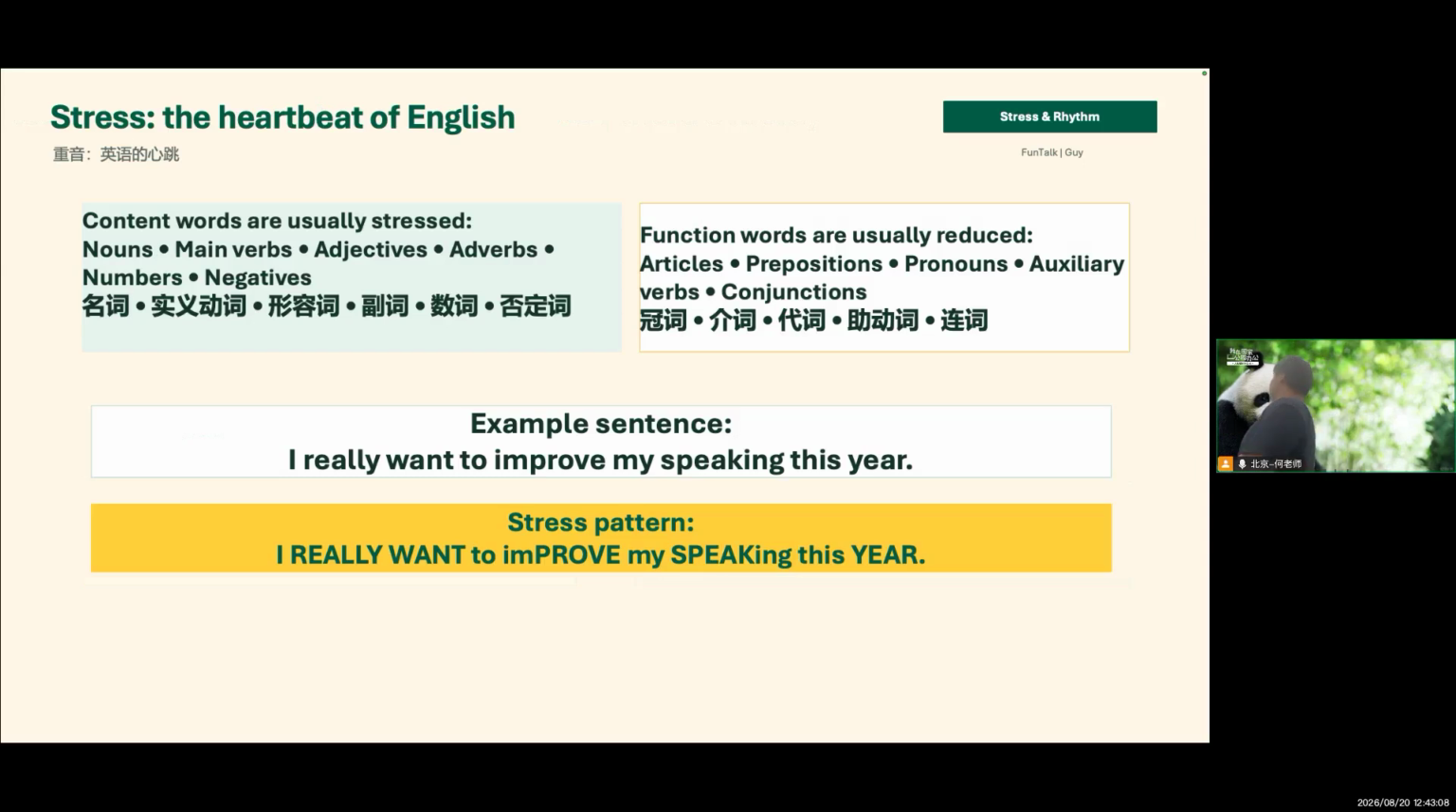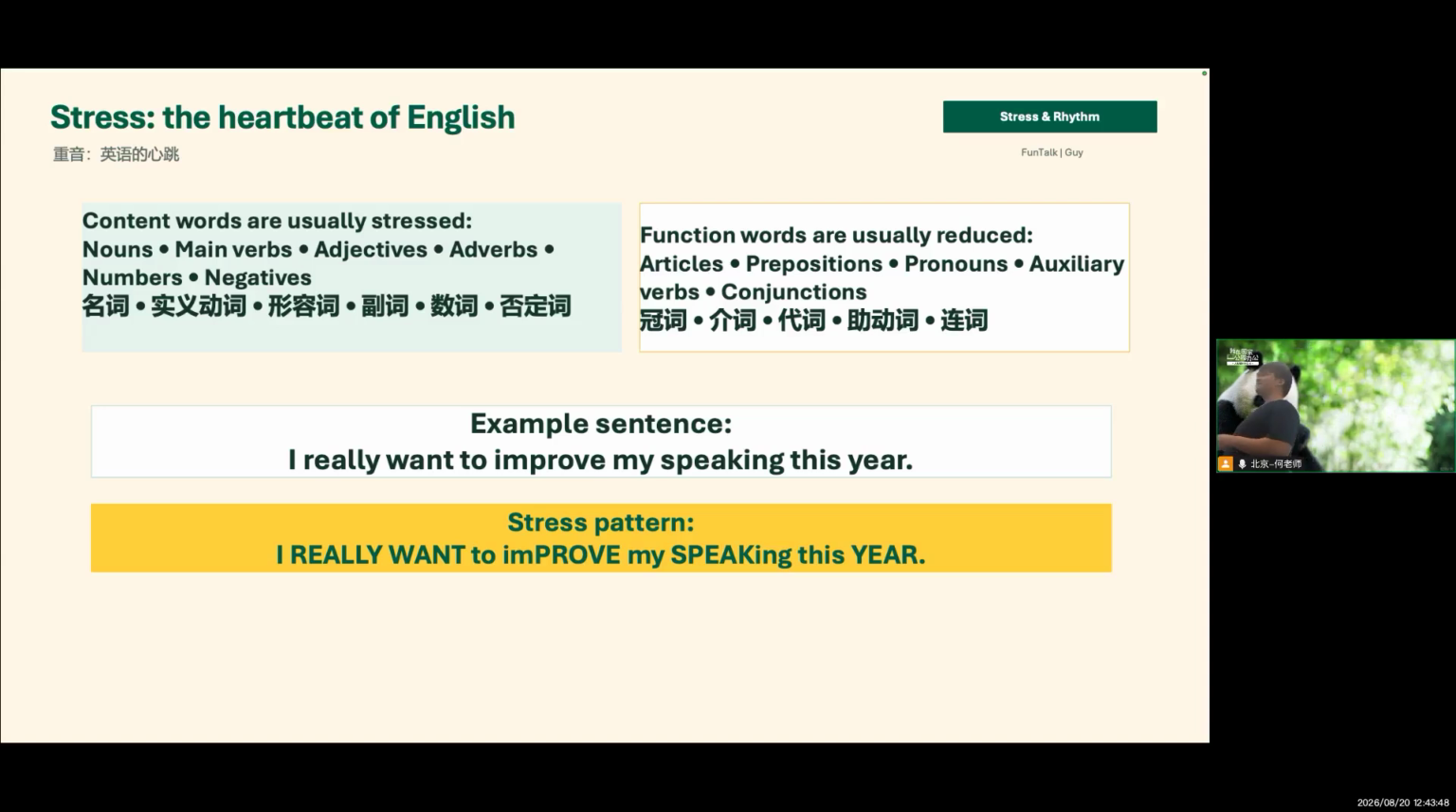All right, so let's look at this side first, over here. I want to emphasize that this is what you have to stress, the 重音, 重读, and 轻读. These ones, the nouns, the main verbs, adjectives, adverbs, numbers, and negatives, are the ones you have to 重读, stress. If that's too much to remember, just remember verbs and nouns. That will help your English improve.